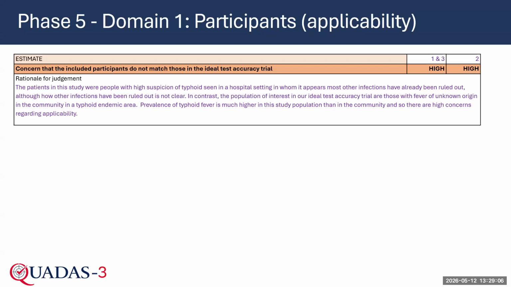Then for the applicability, we're referring back to our ideal test accuracy study. We've done it again separately for 1 and 3 and for 2 because they're slightly different populations, but for both we've ended up with high concerns for applicability. And that's because patients in this study were people with a high suspicion of typhoid seen in a hospital setting, in whom it appears most other infections have been ruled out. So the prevalence of typhoid is much higher in this study population than in the community, maybe more severe disease as well. So we have high concerns that the estimates from this study would apply to the population that we're interested in, the population that we've defined in the ideal test accuracy trial.